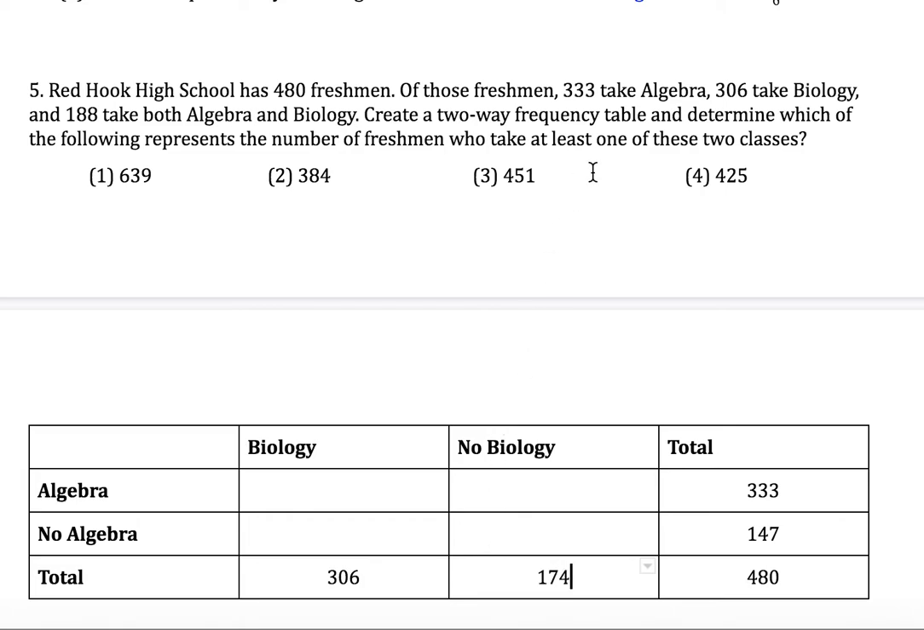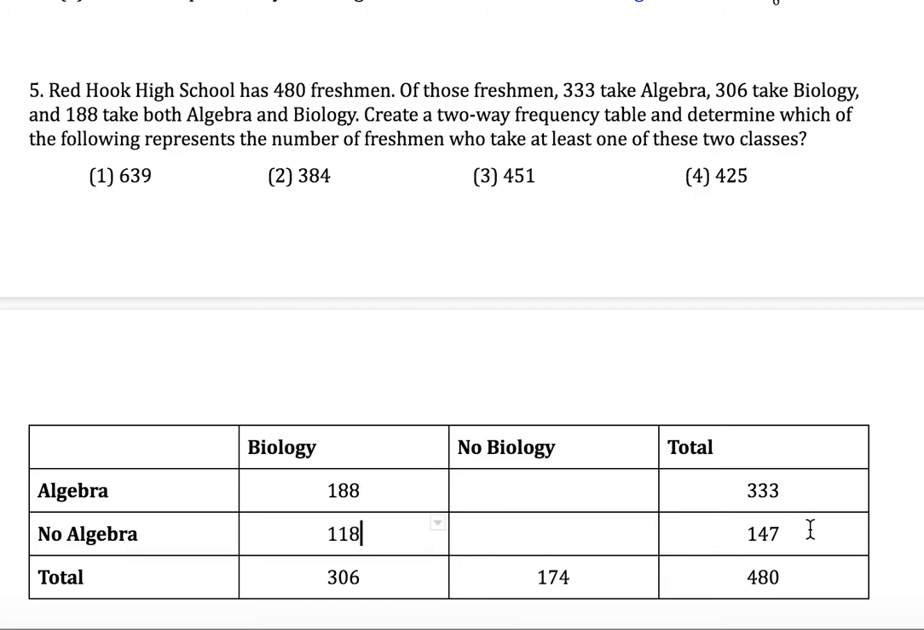And then the last piece of information, 188 take both algebra and biology. Algebra and biology overlap right here. This is 188. And I can use this to fill out the rest now. So I'm going to go down. 188 and something add to 306. So let me subtract those. 306 minus 188. I get 118.